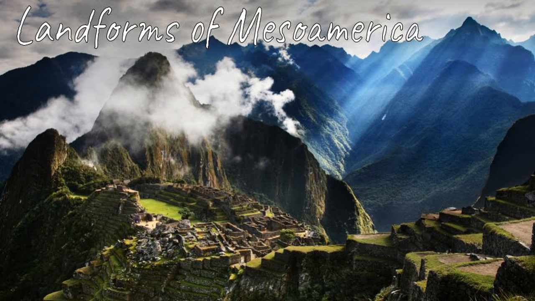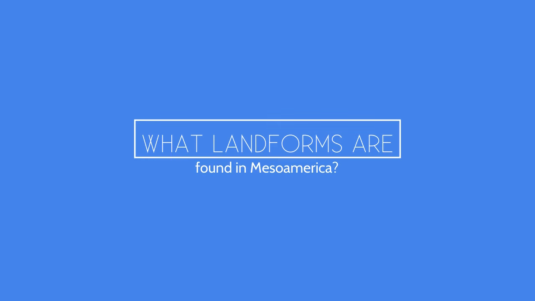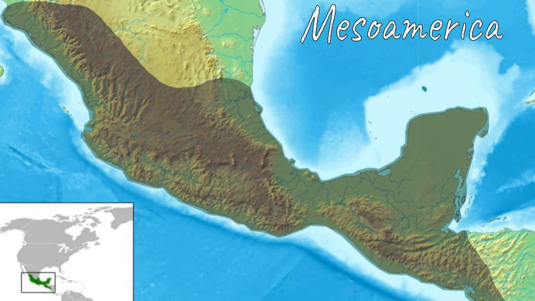Our first section we'll be looking at is landforms of Mesoamerica. You can find this on pages 367 to 368. The question you should be thinking about as you're listening and following along: what landforms are found in Mesoamerica? Mesoamerica includes the southern part of Mexico and much of Central America. Mountains run down the center of Mesoamerica. In the north, the mountain range divides in two. A region called the Mexican Plateau separates these two highland areas.